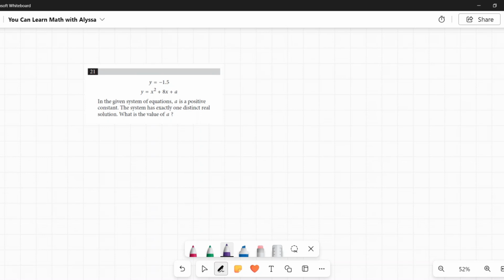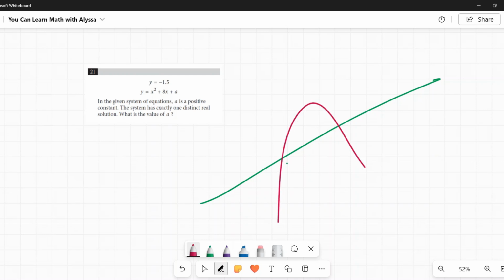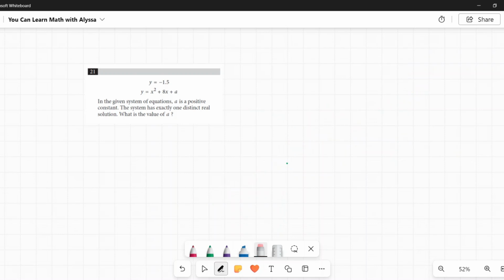When they were asking about a system of equations, the solution to a system of equations in graphing terms is where these two things meet. Like, for example, it could be like this. Okay, these are the solutions to that system of equations in graphing terms. If you have two lines that intersect at a point, that's one solution.